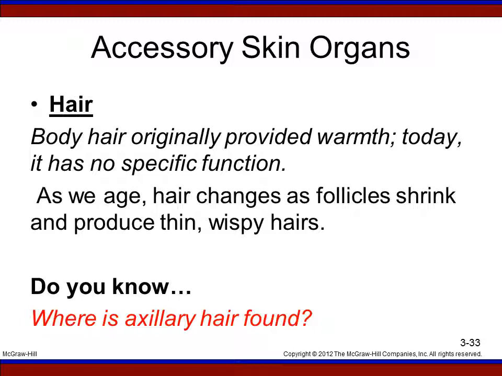Hair. Originally it was thought to provide warmth, but today it really doesn't have a whole lot of specific function. But as we age, our follicles shrink, and we lose some of the melanin, the pigmentation in our hair, which is responsible for gray hair. We tend to lose hair, and it becomes a little bit thinner. And I know we talked about this before, where is axillary hair found? Your axillas are your armpits.